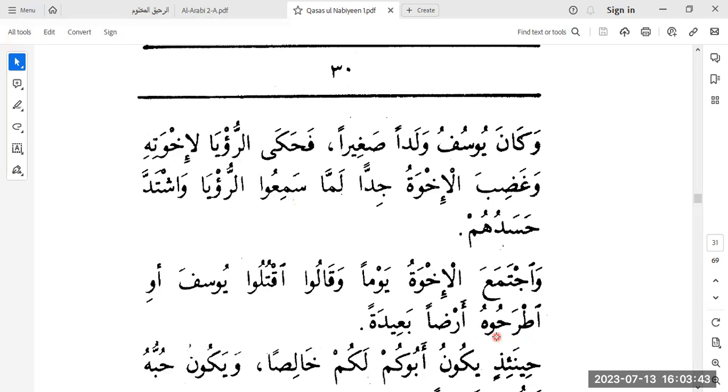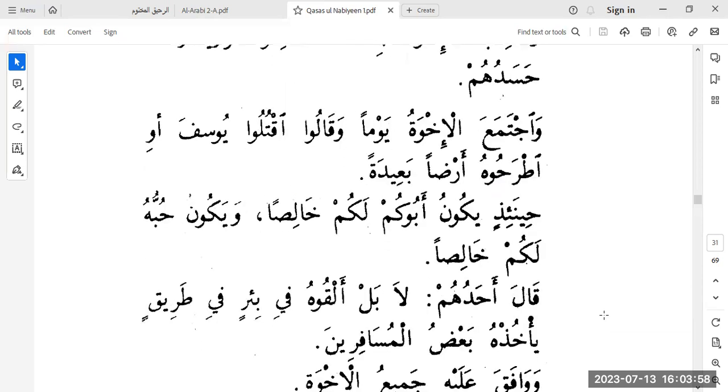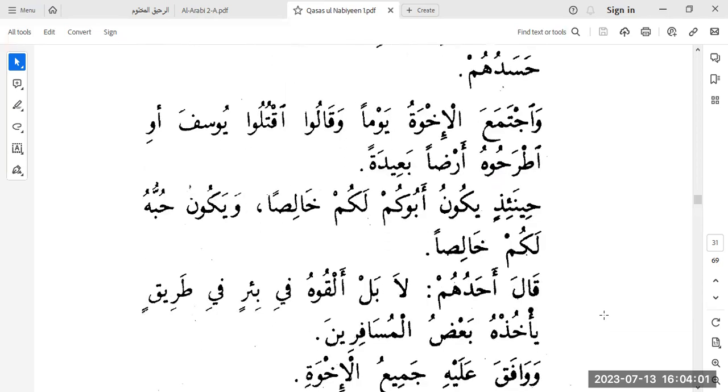So they say, wa itrahuhu. So throw him ardan ba'idan, in a far land. Ard means earth, but here we can say it as a faraway land. Ba'idan, ba'idatan, because it is feminine. Ardan is feminine, so its nat will also be feminine. Hina is in, at that time, yakunu, abukum. At that time, yakunu would be abukum, your father, be for you, lakum khalisan, will be sincere for you. So he'll be sincere for you. Wa yakunu hubbuhu, and his love be for you lakum khalisan, and his love for you will be pure and sincere for you, because after that there is no Yusuf, right? So his love will be sincere for you.